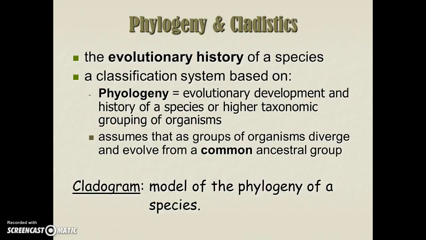Now, we've talked about phylogeny and cladistics before, but we can look at the evolutionary history of a species and compare classification based on that. Phylogeny, remember, is the evolutionary developments and taxonomic grouping. This assumes that a group of organisms diverged or evolved from a common ancestor. And then a cladogram, which we've looked at before, is just a map, if you will, of the phylogeny of a species.